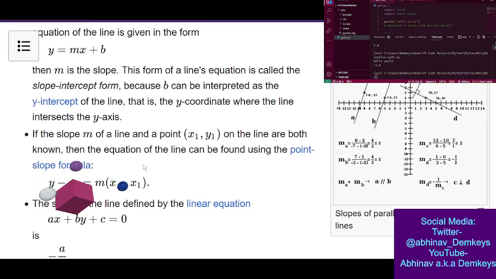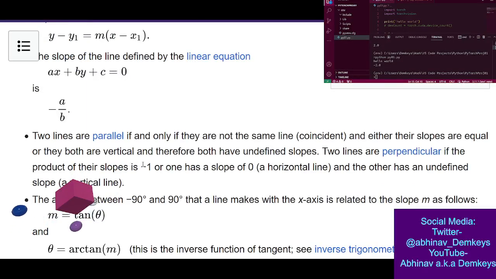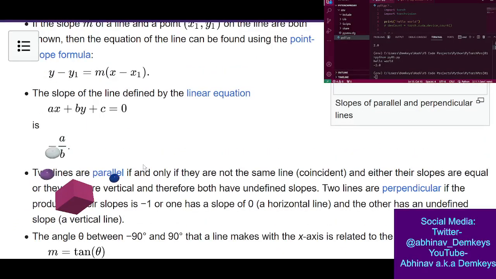If the slope m of a line and a point on the line are both known, then the equation of the line can be found using the point slope formula. The slope of a line can be defined by the linear equation, and is negative a divided by b. Wait, what? Oh, the slope of the line defined by this linear equation is that. Okay.